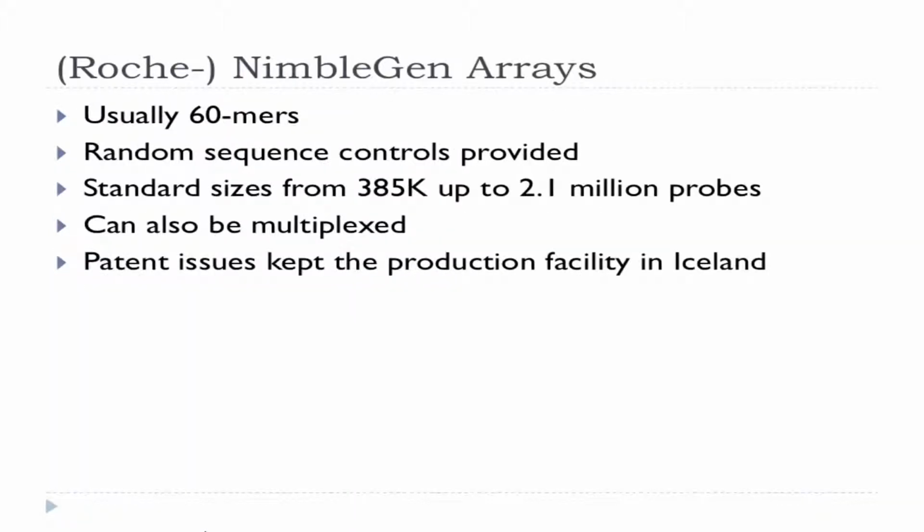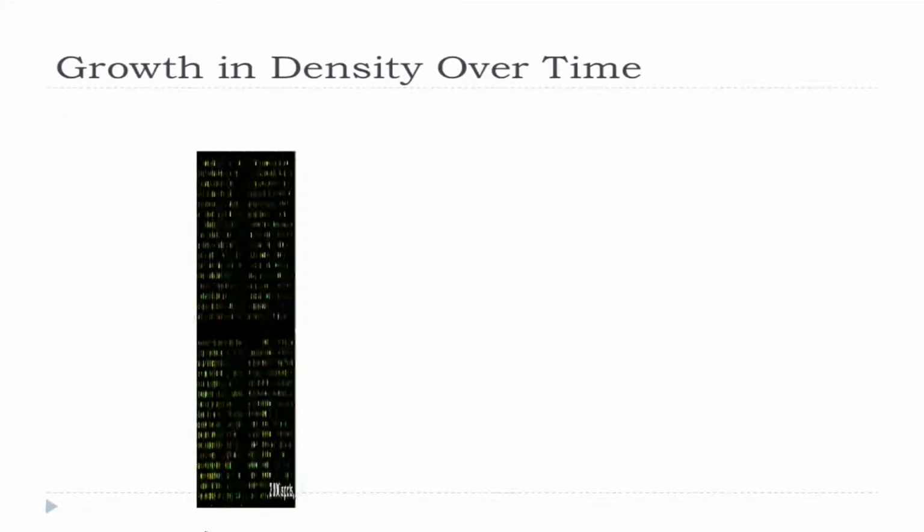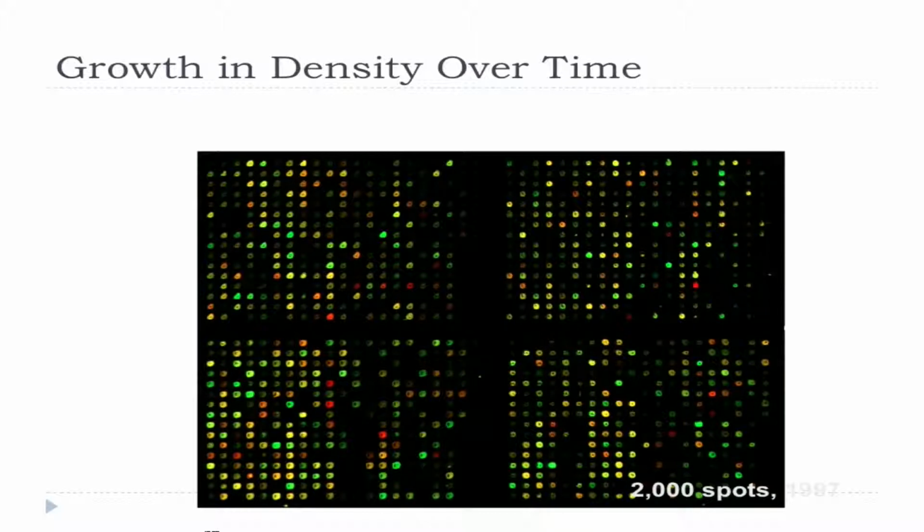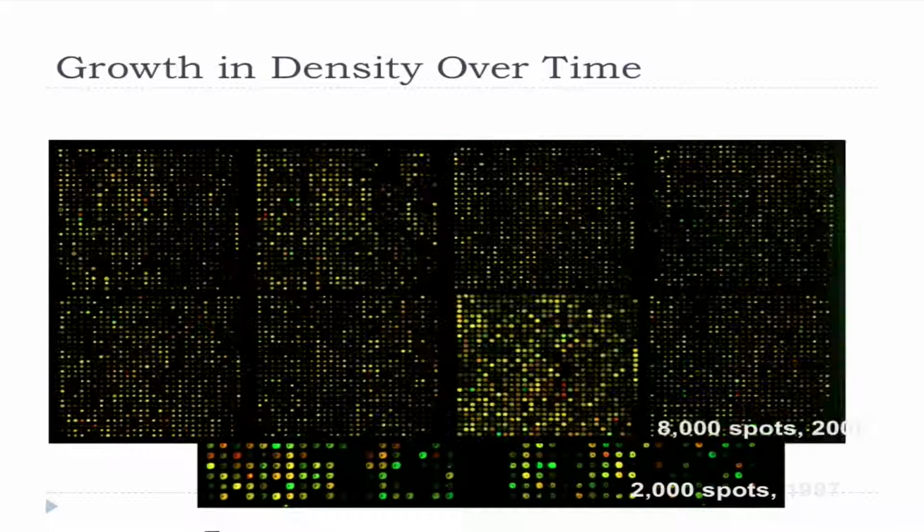Nimblegen arrays, we talked about them a little bit. Very flexible. When I started, we could get 2,000 spots on an array. This was great. And people who had these arrays in our lab, they were in heaven because most of the people were working on data from 5 years ago. 8,000 spots. This is the year 2000. Sorry, the years are getting cut off here.